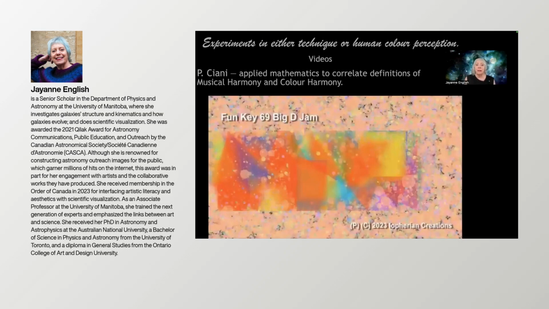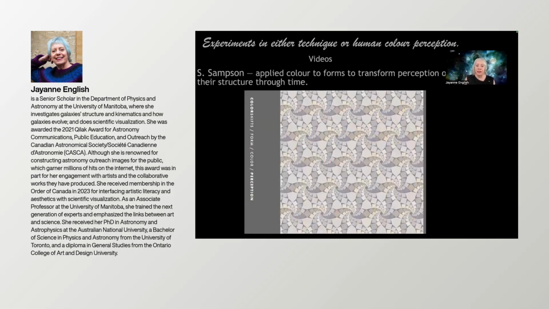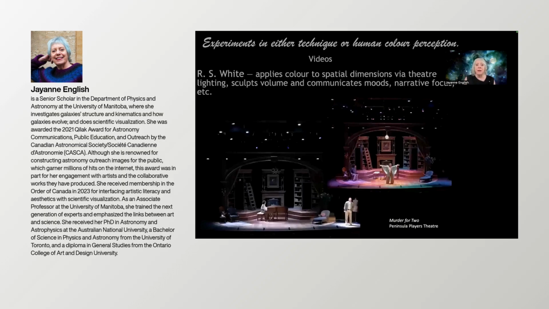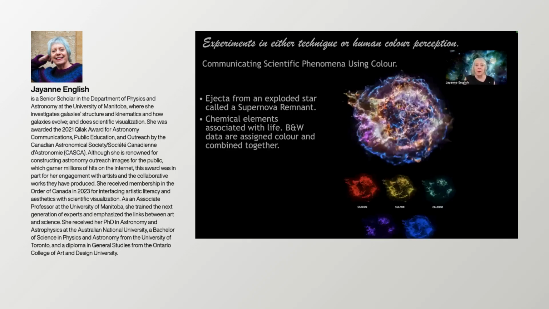The videos were really interesting in terms of experimentation. For example, Ciani applied mathematics to correlate definitions of musical harmony and color harmony. Samson had color change over time on the same structure, so it transformed our perception of the structure. Then Lacroix decomposed images into their color and recomposed them into new images. And White applies color to spatial dimensions, so he's sculpting volumes, as well as communicating moods and so on.